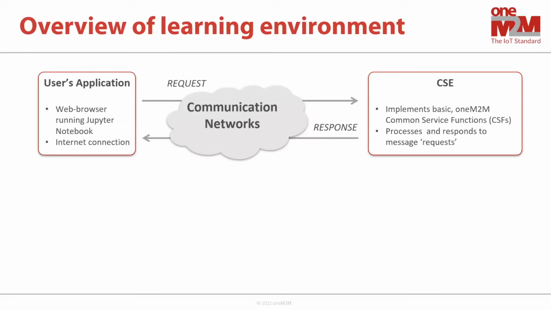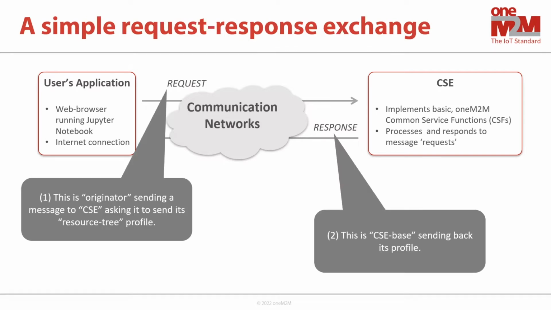You will remember this basic diagram showing a user application interacting with the CSE. The application sends a request message and the CSE returns a response message. In this illustration, I'm showing the kind of exchange that takes place between the user application and the CSE. In essence, the user application says, "Here's my ID, and this is the information I want you to return to me." The CSE processes the request message and returns a detailed profile in the response, which I will show you when we run the system.